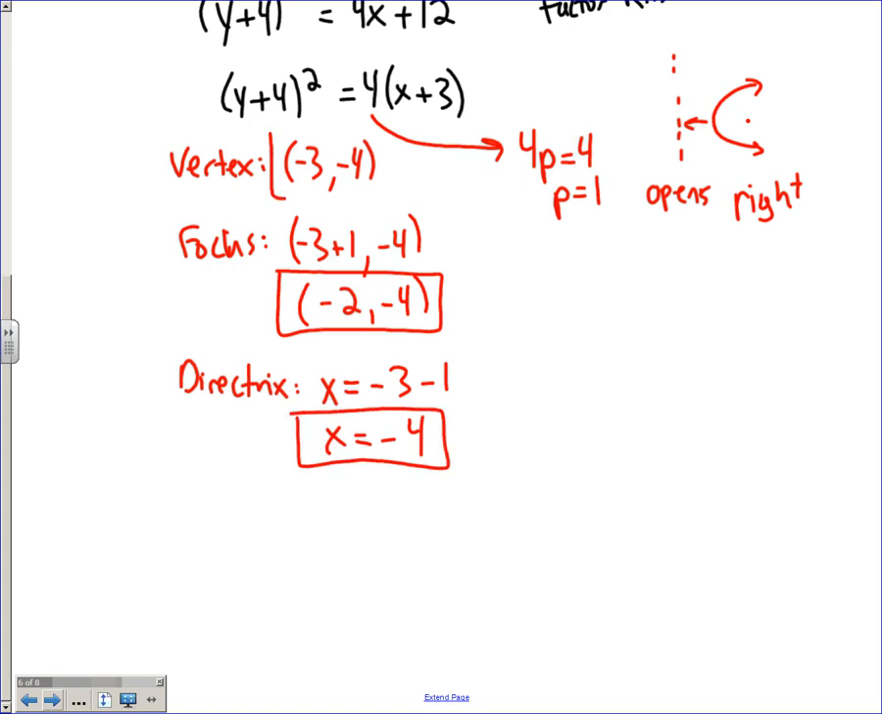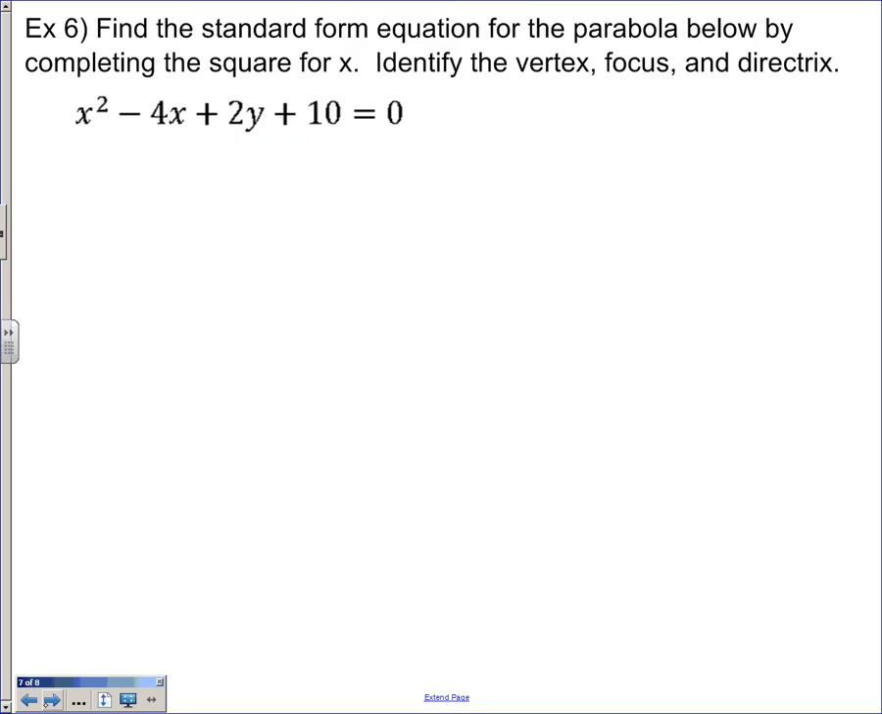So we've got our vertex, we've got our focus, and we've got our directrix. So we're going to try one more of those examples and then leave you to try one on your own. So our last example, again, completing the square. This time we're going to complete the square in terms of x. So I have x squared minus 4x plus a blank is equal to negative 2y minus 10 plus whatever I fill in for that blank.